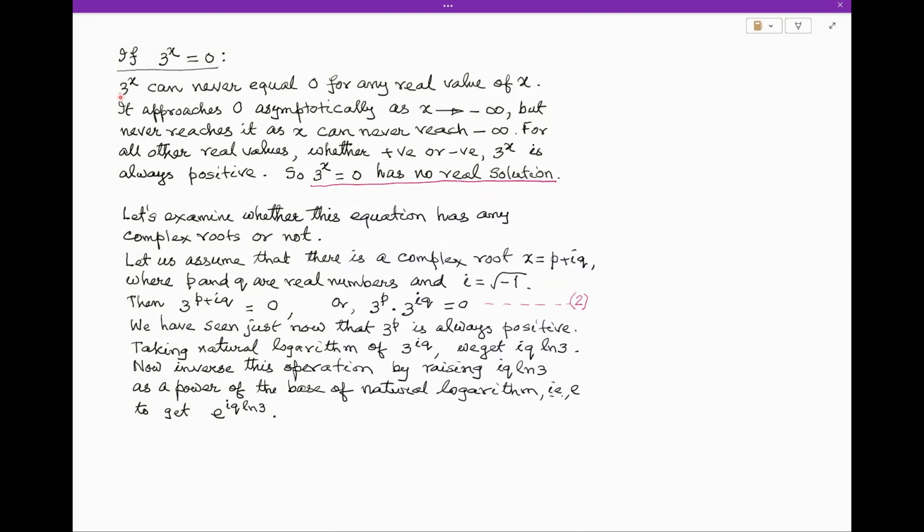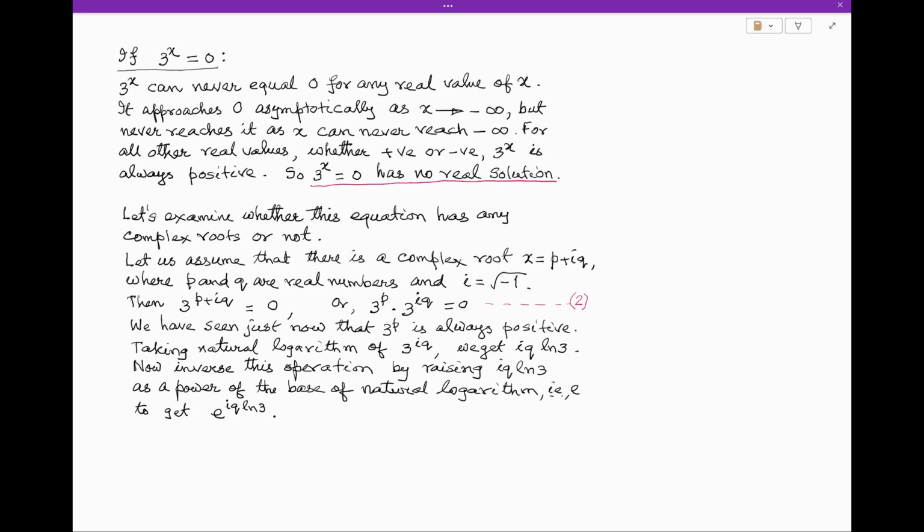Now we realize that 3 to the power of x can never equal 0 for any real values of x. It approaches 0 asymptotically as x approaches minus infinity, but never reaches 0, as x can never reach minus infinity. For all other real values, whether positive or negative, 3 to the power of x is always positive. Therefore, 3 to the power of x is 0 has no real solutions.